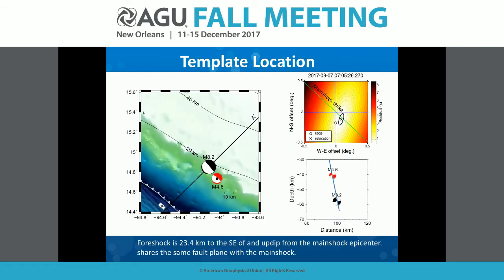We also tried to get a better location for this event. We did a master event location of this foreshock with respect to the main shock hypocenter, based on the arrival times in the local data. Here you can see the cross section. This earthquake is about 20 kilometers up dip from the epicenter of the main shock. If you fit a fault line through these two earthquakes, it aligns with the dip angle of the focal mechanism very nicely. So we can probably say that the foreshock and main shock occur on the same fault plane.